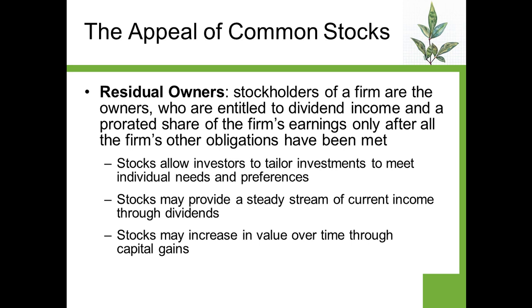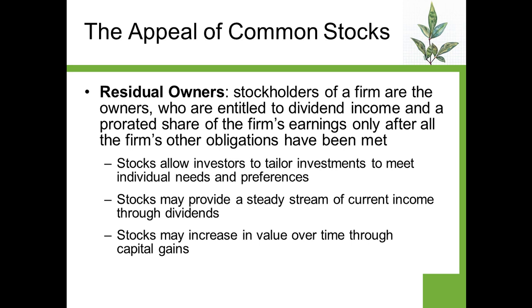So first, we should know the residual owners. Who are the residual owners? Residual owners are the stockholders. Common stockholders are called residual owners. A firm's owners, who are entitled to dividend income. They are provided income by the name of dividend, and a prorated share of the firm's earnings only after all the firm's other obligations have been met. Before, I told you, all the obligations are met by the organization, then the residual owner gets profit or income from the organization.